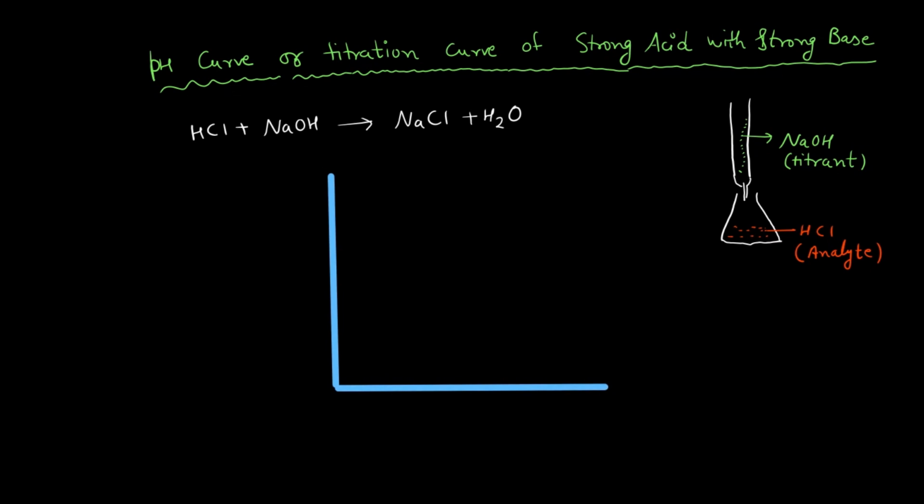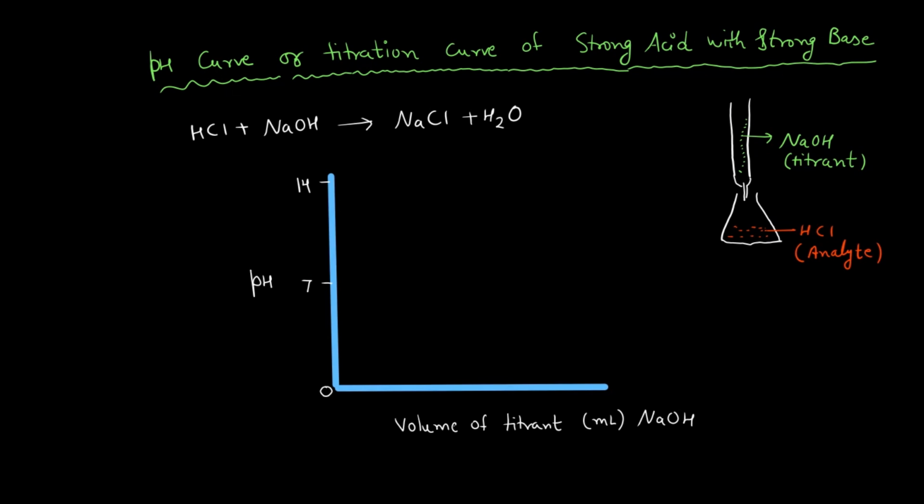So we will plot pH on the y-axis, and we will plot the volume of titrant on the x-axis. Volume of titrant in milliliters. So what is our titrant? Our titrant is sodium hydroxide. On the y-axis, the pH will start from 0 and the maximum will be 14, and the neutral pH 7 is here.